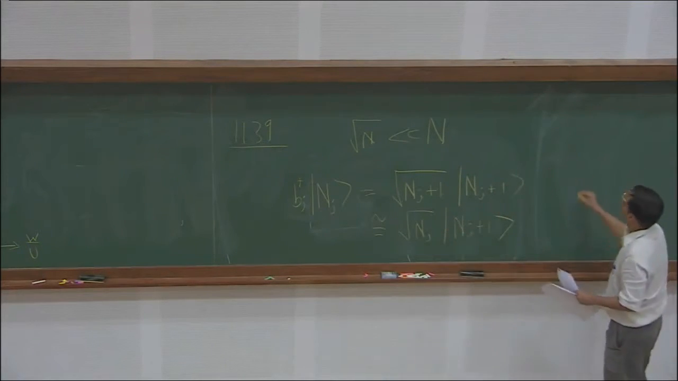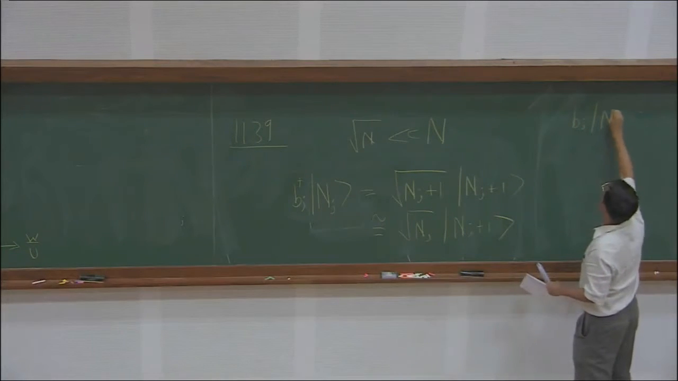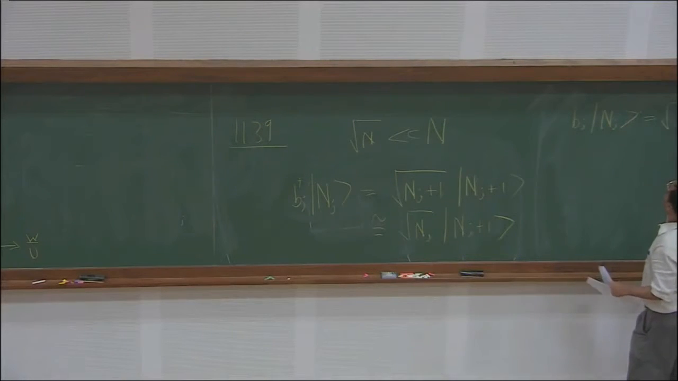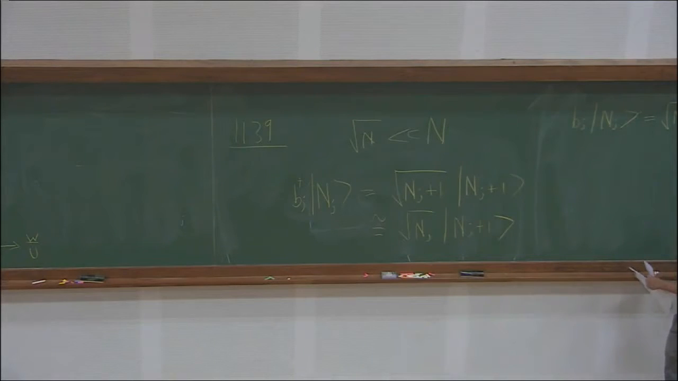Similarly, b acting on some large integer state, I can approximate by square root n.